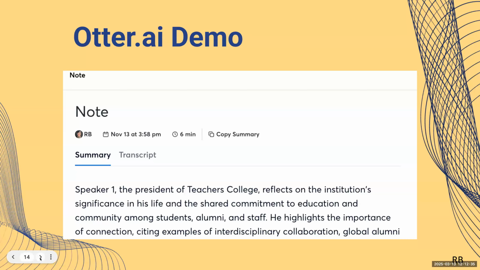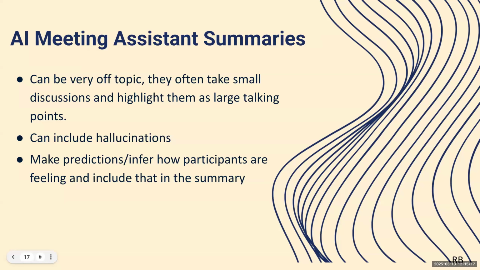So AI meeting assistant summary, we'll just summarize this. It can be very off topic. They often take small discussions and highlight them as very large talking points like the weather. They can include hallucinations. As we know, when AI first came out, we saw some of that. They're getting better, but sometimes that can happen. And they make predictions or they infer how participants are feeling, and they include that in the summary. So it can be a little off-putting when you see your name and what you thought or did, and that wasn't actually true.